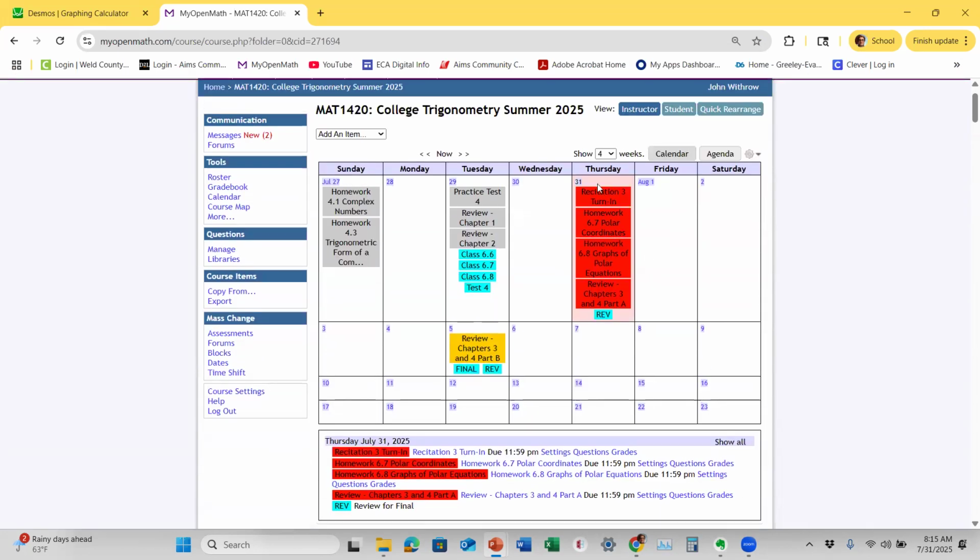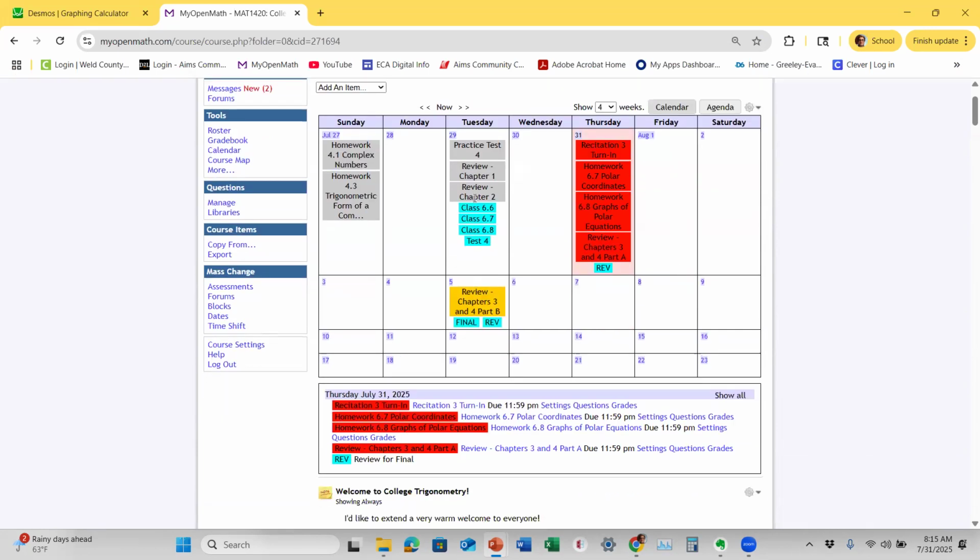Okay, so you've got recitation 3 that's due tonight. You've got a couple of problem sets involving polar coordinates that are also due tonight. There have been some review assignments for the final. Two of them were due Tuesday night. I'm willing to move some of these things if it turns out that's helpful or necessary. But there are four review assignments in preparation for the final.